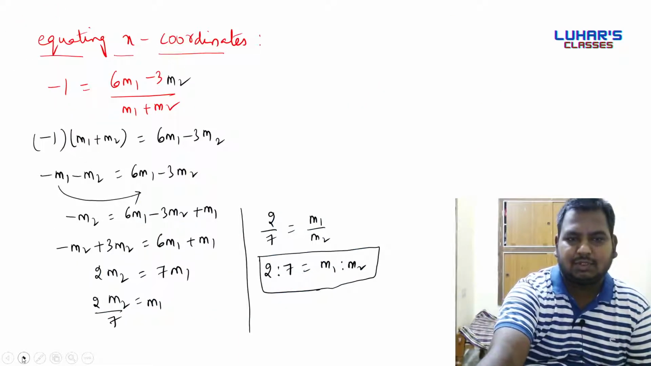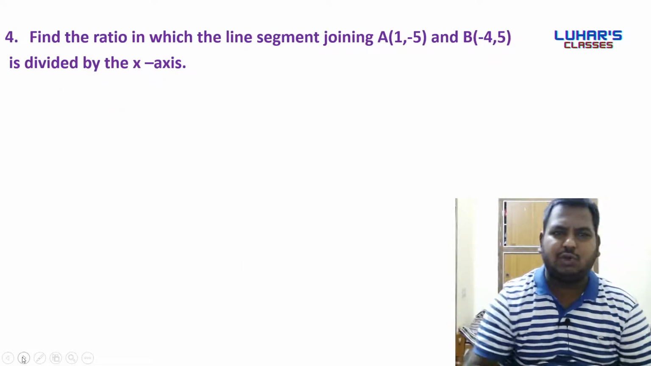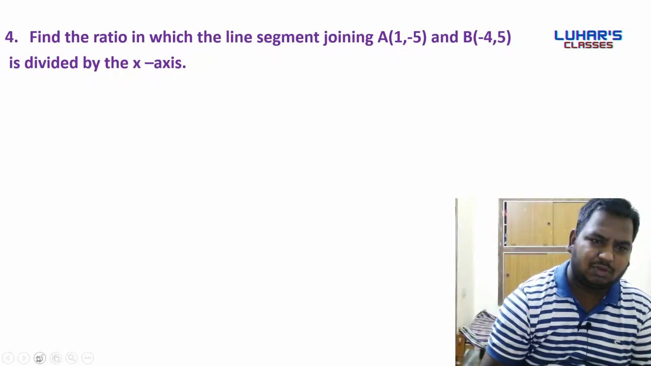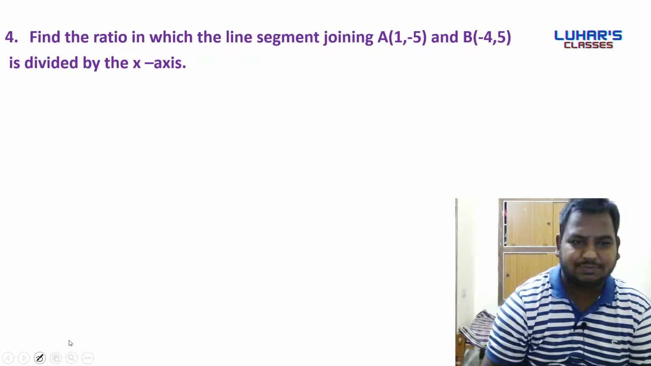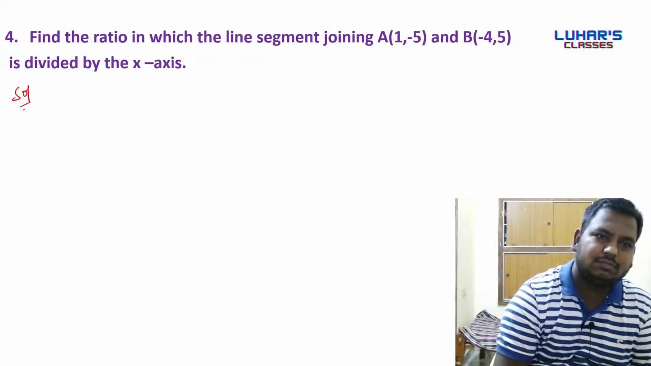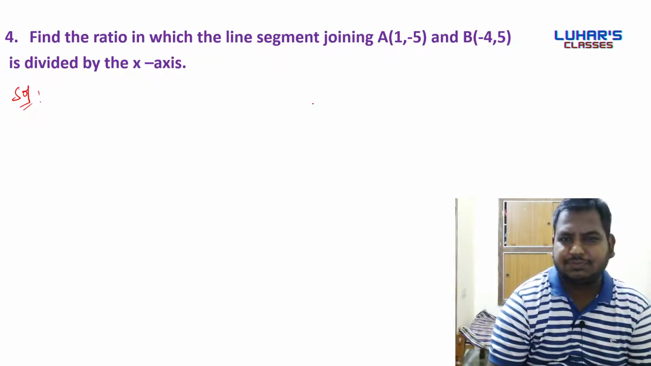Right. Now we look into the fourth problem. The fourth problem is similar to the third problem. So it's a very simple thing. What is the question here? Find the ratio in which the line segment joining A of 1 comma minus 5 and B of minus 4 comma 5 is divided by the x-axis. So this is a good question.